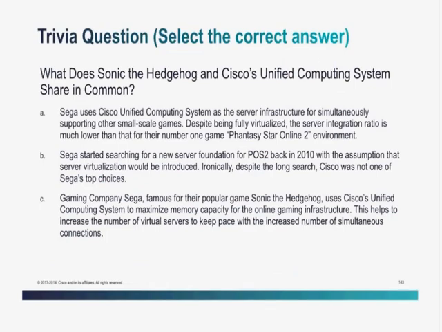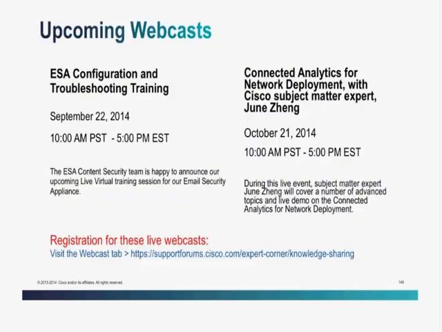And in some of the promotions, we asked a trivia question. So let's see what your response was for that question. I will close polling question 3 and then open up the trivia question. There are three options. The question was, what do Sonic the Hedgehog and the Cisco Unified Computing System share in common? Again, that is open on the right-hand side in the polling window. So let's see who got the right answer. We'll share the result in a bit.